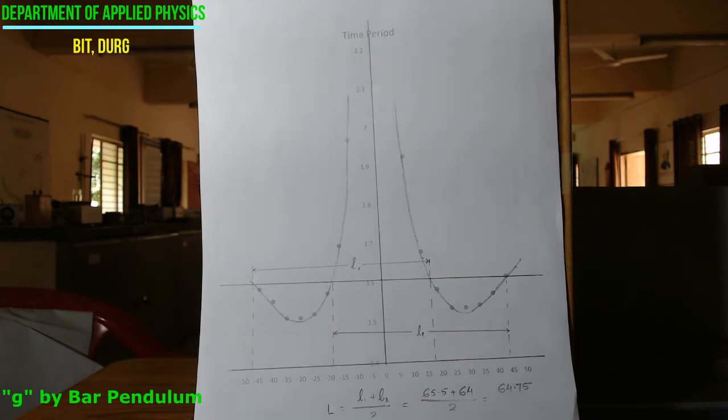Now to find g, as you know, the formula of time period is T = 2π√(L/g), which gives g = 4π² L / T². So what we want to know is the value of L and the time period for that specific L. And to get that, we have plotted a curve between the distance from the center of gravity versus time period.